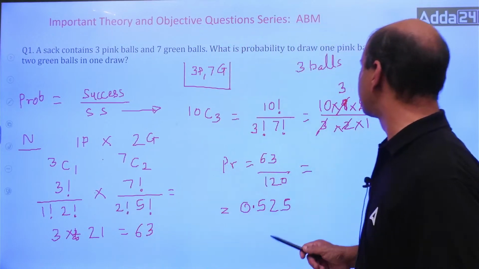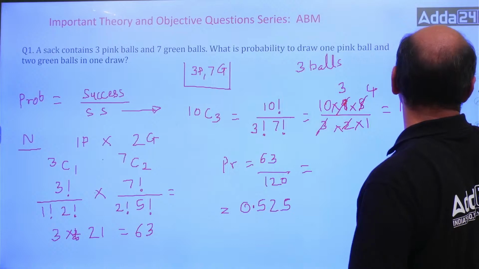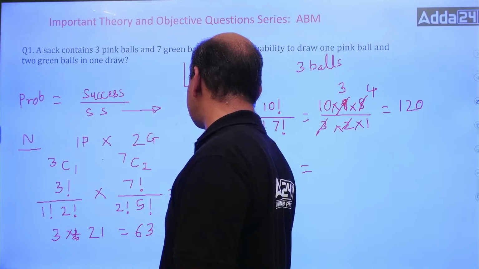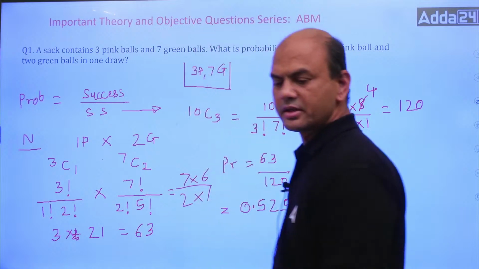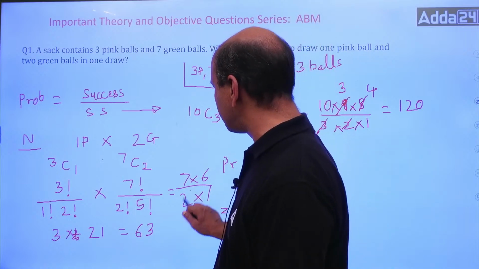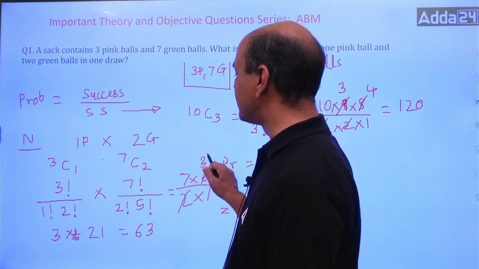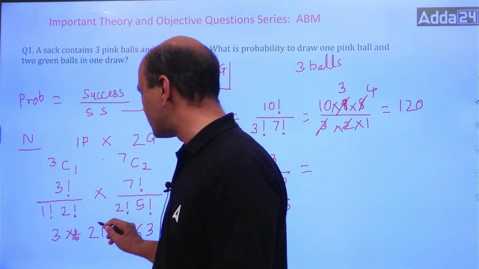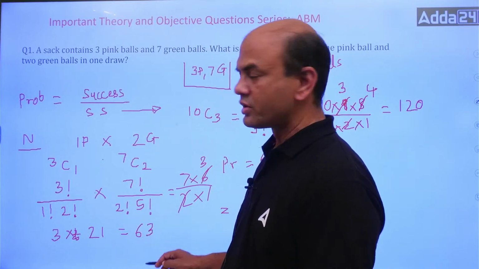See, you can solve this over here also. 7 into 6 upon 2 into 1. Simple. That much, because 5 factorial will get cancelled. So 2 1s are 2, 2 3s are 6, 7 3s are 21. Right? This answer is 21 over here, and this answer is 3. So 3 into 21 becomes 63. So your answer is 63.